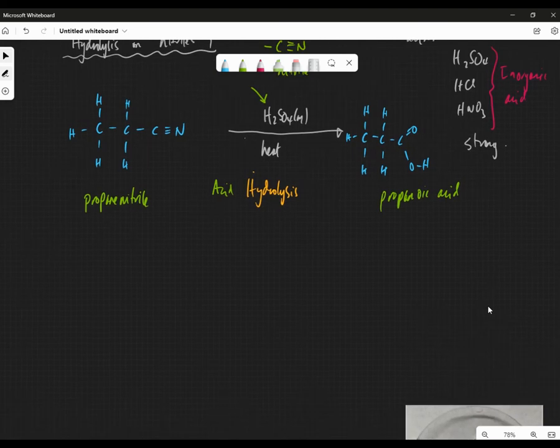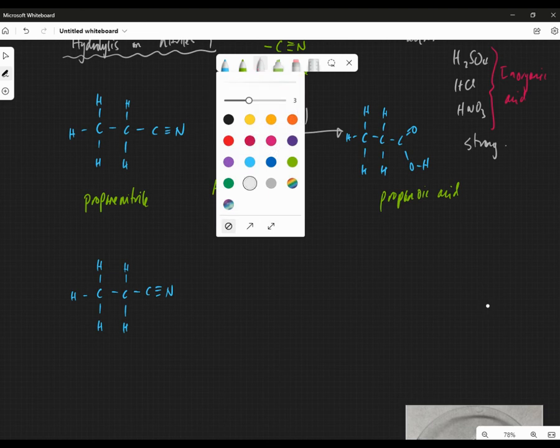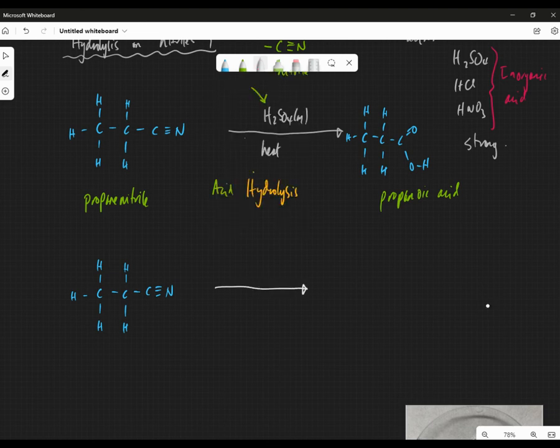So let me do exactly the same thing. All right, here we go. Now I'm going to use base hydrolysis, and I'm going to start off with my propane nitrile again. And I'm going to use sodium hydroxide now, aqueous and heat. Okay, and this one we call base hydrolysis.